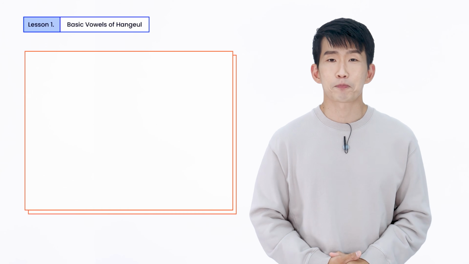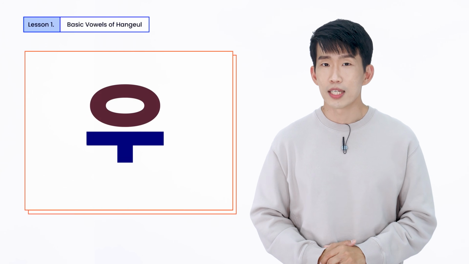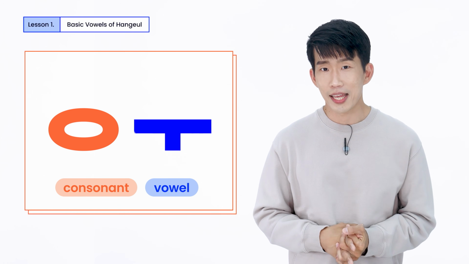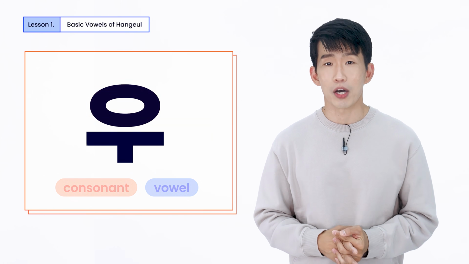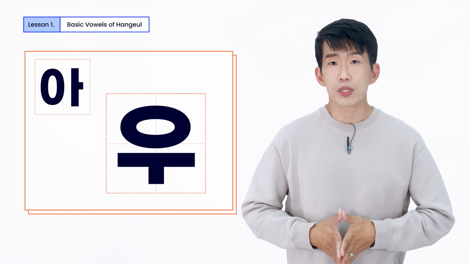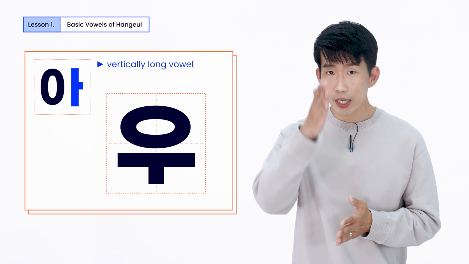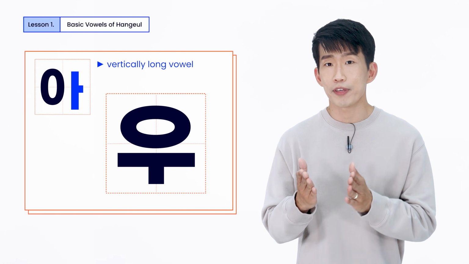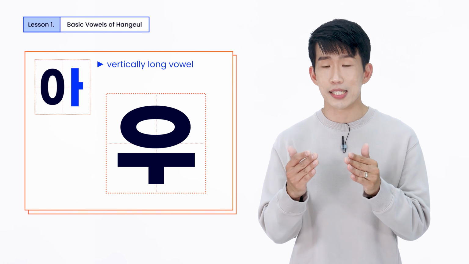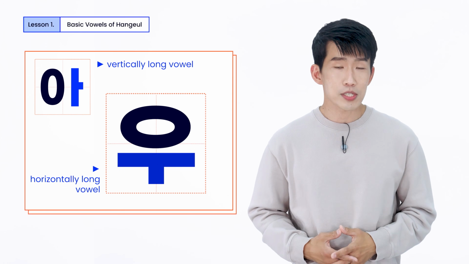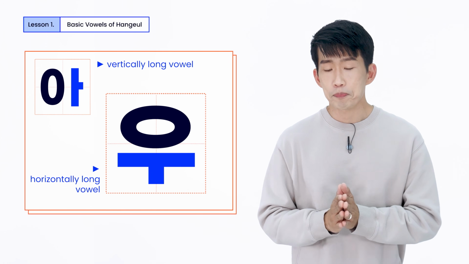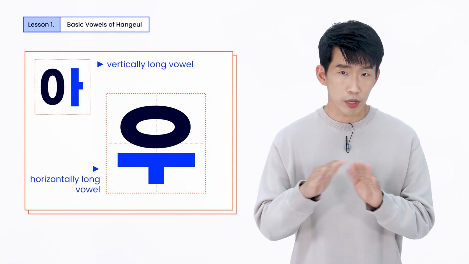Now, how about this one? U. The circular character at the top is a consonant and the character below it is a vowel. If you compare a and u, the vowel in a is a vertically long shape, so it won't fit into a box if the vowel is below the consonant. So it sits next to it. For the same reason, since u is a horizontally long vowel, relatively speaking, it's placed below the consonant.